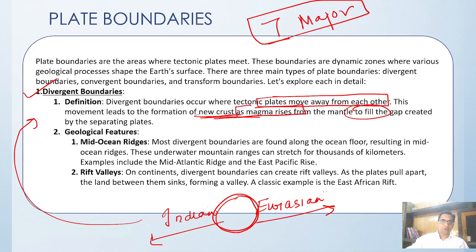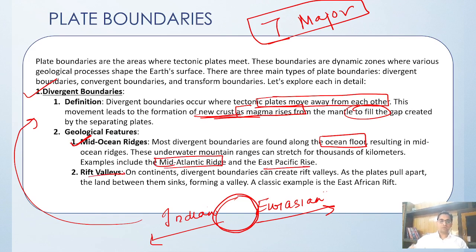If you go to the mid-oceanic ridges, like in the Atlantic Ocean, you can see the new area gets filled up with magma. Most divergent boundaries are found along the ocean floor, in the mid-ocean ridge. The East Pacific Rise and the Mid-Atlantic Ridge are examples.